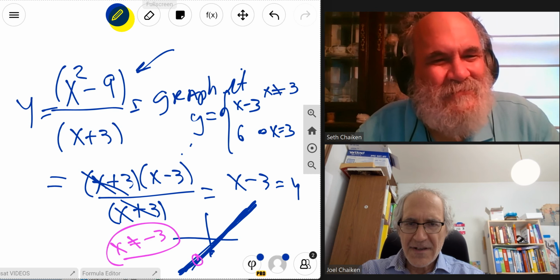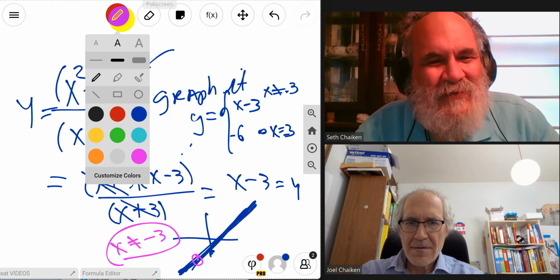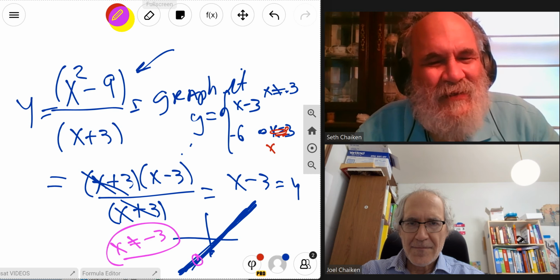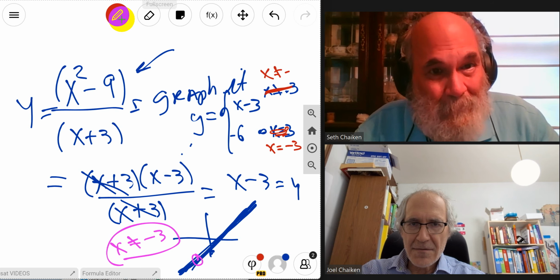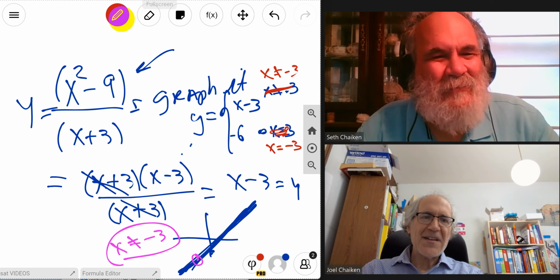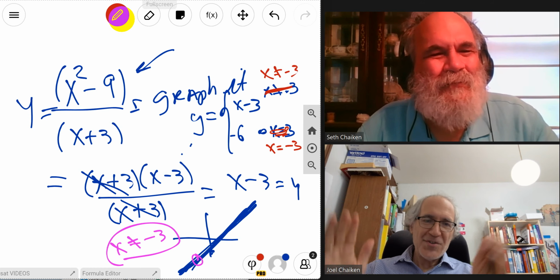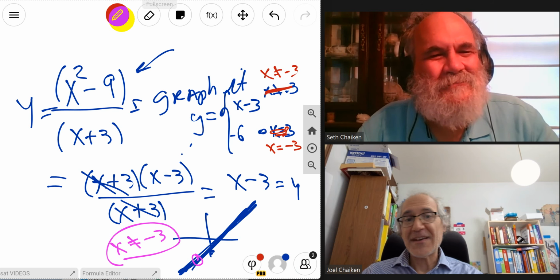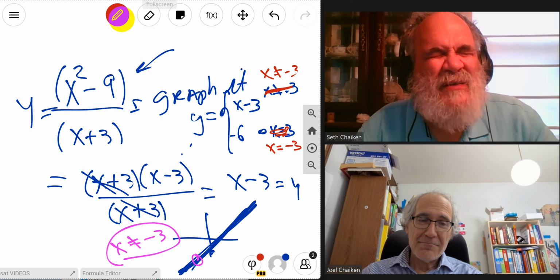When x is minus 3, you get minus 6. That's why Seth said it's removable, because you could cheat. You could just say, I control the situation. I'm going to force the function to be the value negative 6 when x is minus 3, because I make the rules.